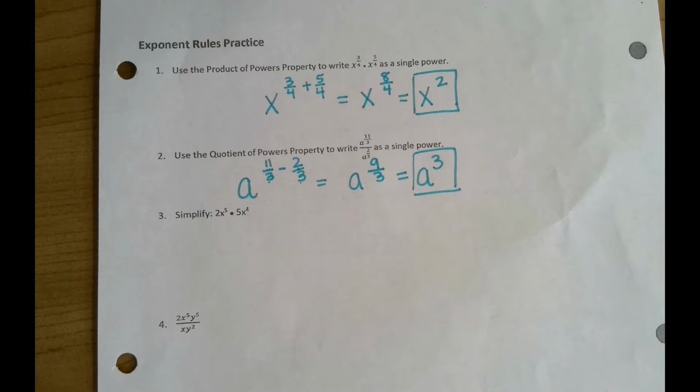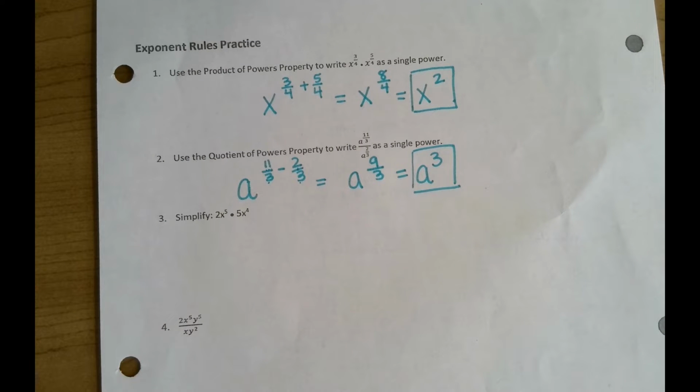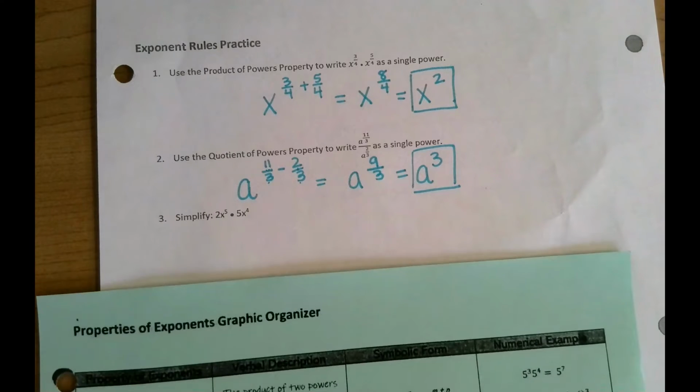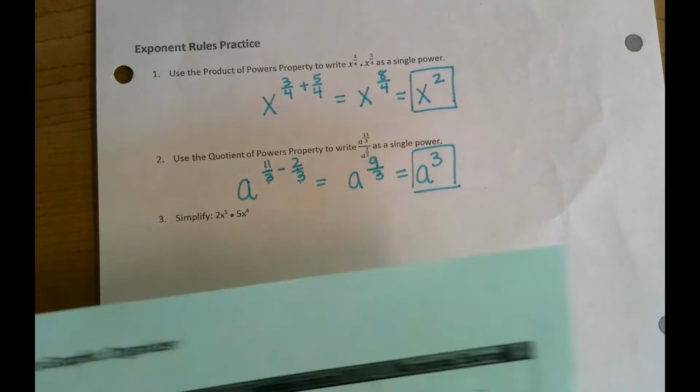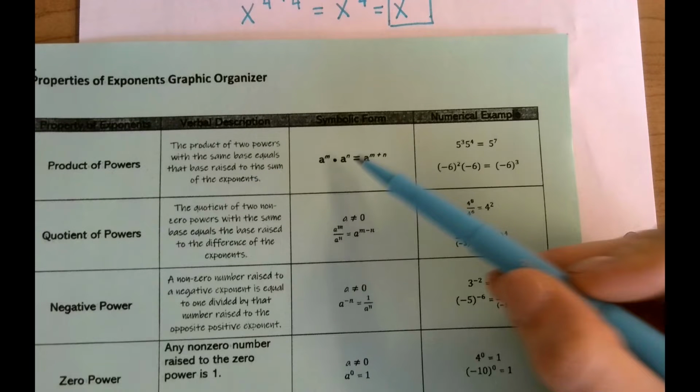All right, then we go over to simplify 2x to the 5th power times 5x to the 4th power. Now it doesn't tell us the type of property, but look and see which one has the dot multiplication. So if I look through all, here's the dot. So it's the product of powers. I'm going to add my exponents.